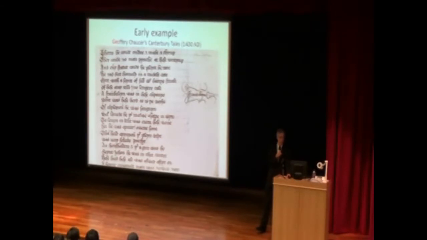So here's an early example from about 1400. So this is just before Gutenberg. So you can see, this is English, and don't ask me to read that to you, because of course I can't. I think I can read Chinese better than I can read that. So let's just take a little longer look at Chaucer. Chaucer is one of the most famous authors from that era.